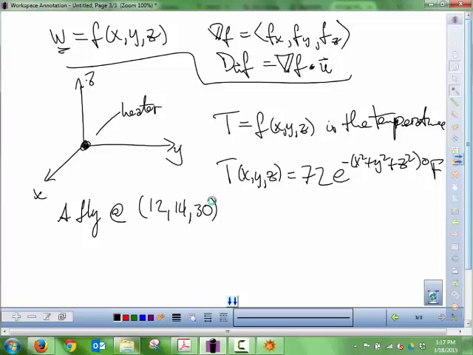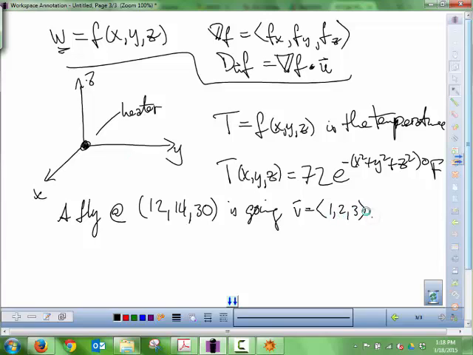And the fly is moving. At that instant, at that point, it has a specific temperature. It's going to move in a particular direction, so I need a direction that the fly is going to move to. So a fly is flying around. It's moving in a direction of 1, 2, 3.